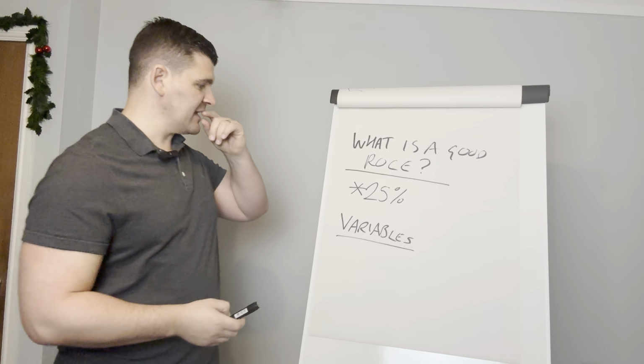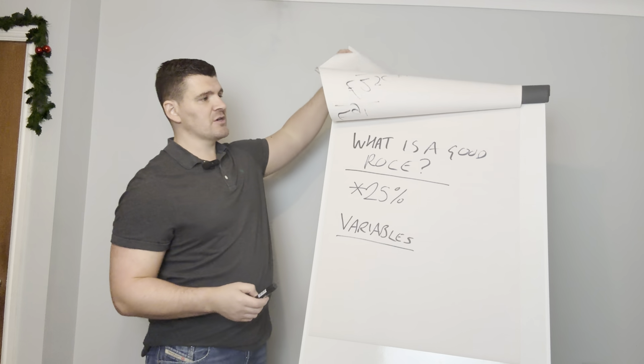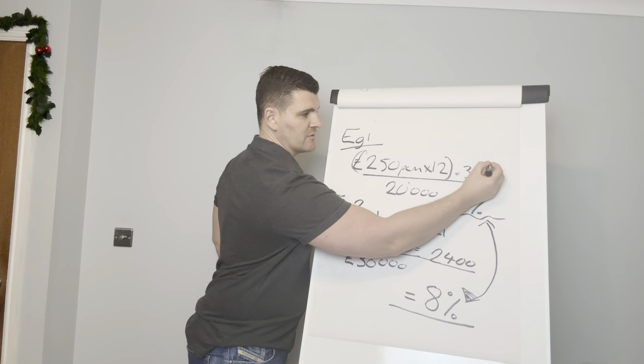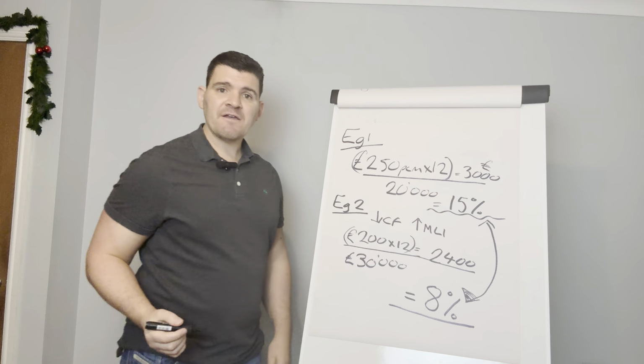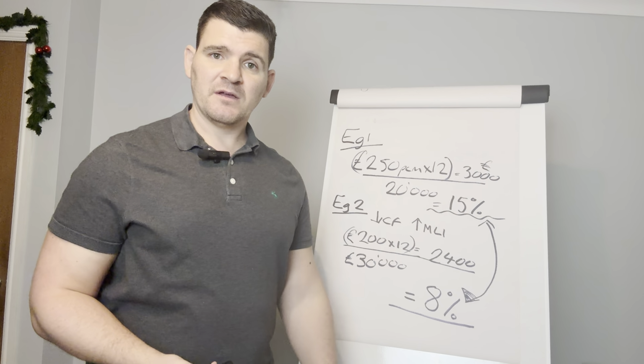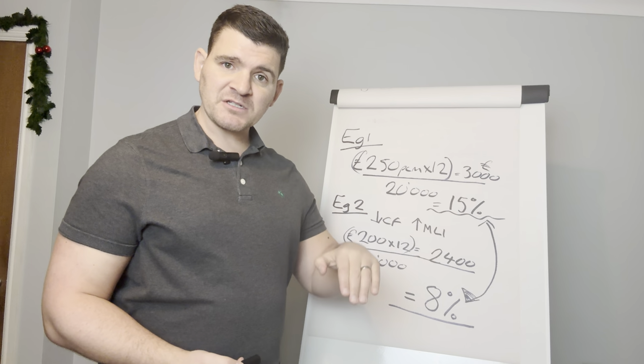Because I went back to those examples there where the return on capital employed was £3,000 cash flow. If you have a boiler and that's going to cost you £1,500, then your cash flow is halved, obviously. So the return on capital employed will fluctuate.